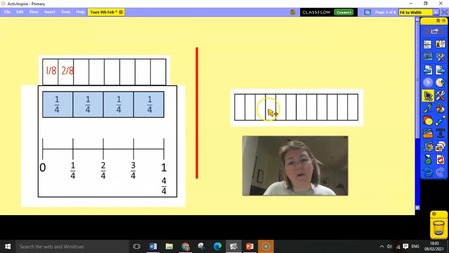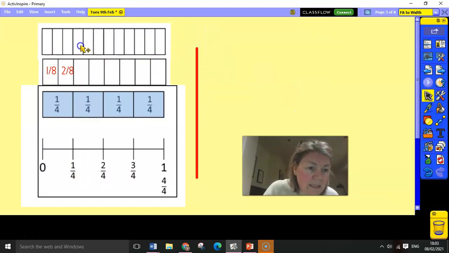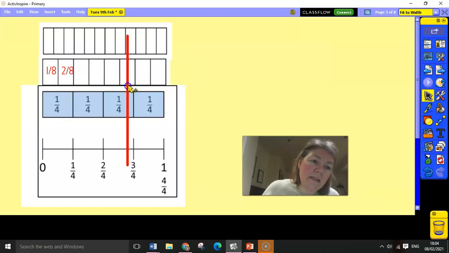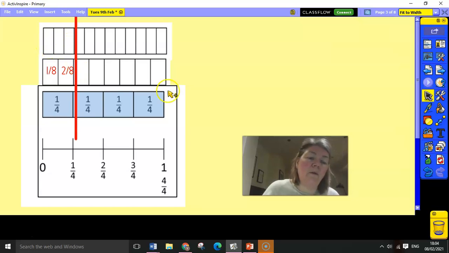And I could do the same with this model here, this bar, and this bar is not 8 this time. Well, have a count, see what you think it is. Did you get it? It's 1, 2, 3, 4, 5, 6, 7, 8, 9, 10, 11, 12. So this bar is 12ths. So I can see that 1/4 is equal to 2/8, which is also equal to 3/12ths.